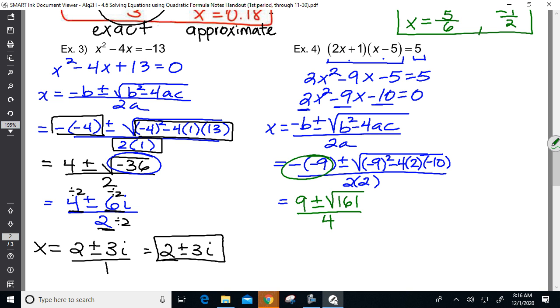So the next step: 161 is not a perfect square, so we have to see if we can break this down, which I'll save you the trouble. You can't break down 161. There's no perfect square other than the number 1 that will work for 161. So that square root is fine the way it is. 9, 4, there's nothing you can divide out of that. So 9 plus or minus the square root of 161 over 4. That's your exact answer.